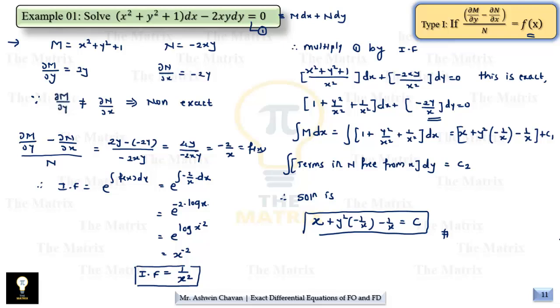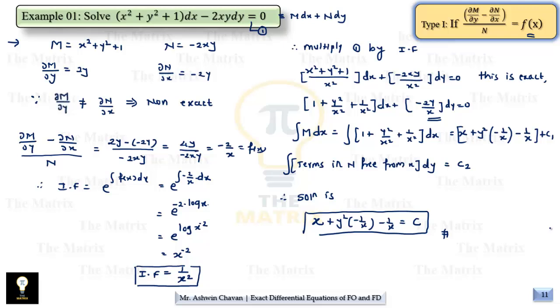So we saw the given differential equation was non-exact, but it can be made exact if we multiply by an integrating factor. Now how do we find the integrating factor? There are many methods. We are looking at the first method: if (∂M/∂y - ∂N/∂x) divided by N is a function of x, we find the integrating factor as e to the power integral of f(x) dx. But if we divide it by M and the result is a function of y, then the integrating factor is e to the power integral of f(y) dy. That is our second type of integrating factor.